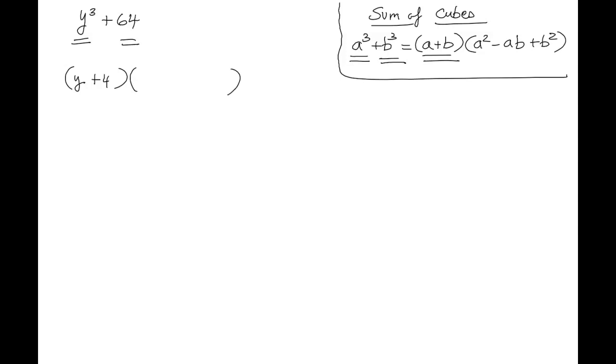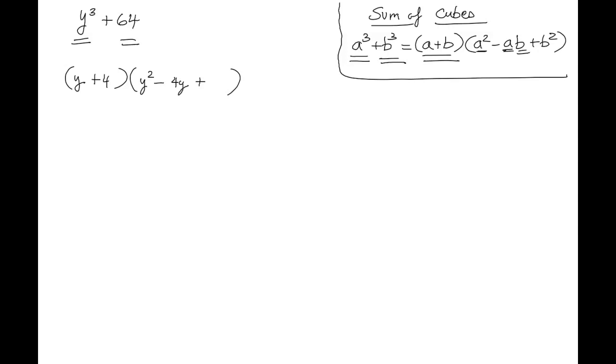Now, all we have to do here, for the trinomial, is to find the square of a, right? Because this is a square. So what is the square of y? It's y squared. Then I put a minus, that's part of the formula. And then I have to multiply a times b. So these two terms, y and 4, multiply them, I get 4. I'm going to put 4 first, and then y. 4y. Then the last term is plus b squared.